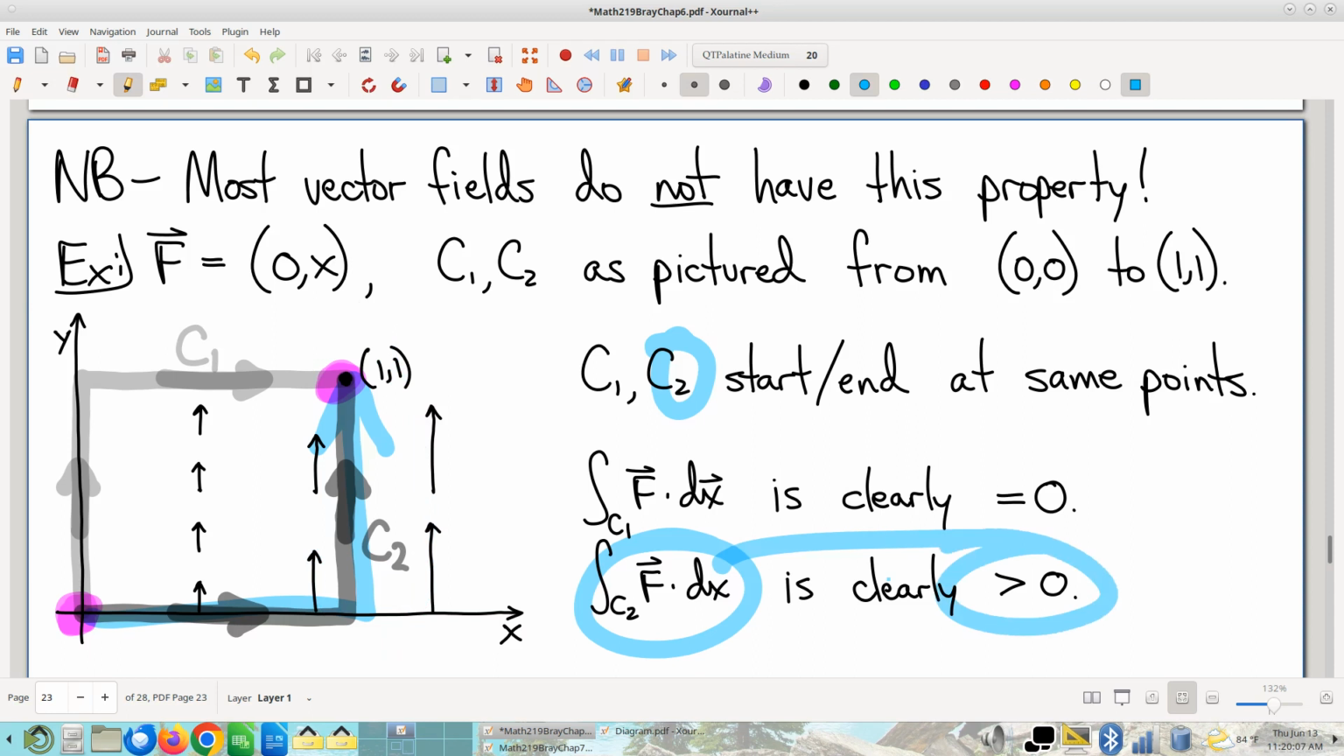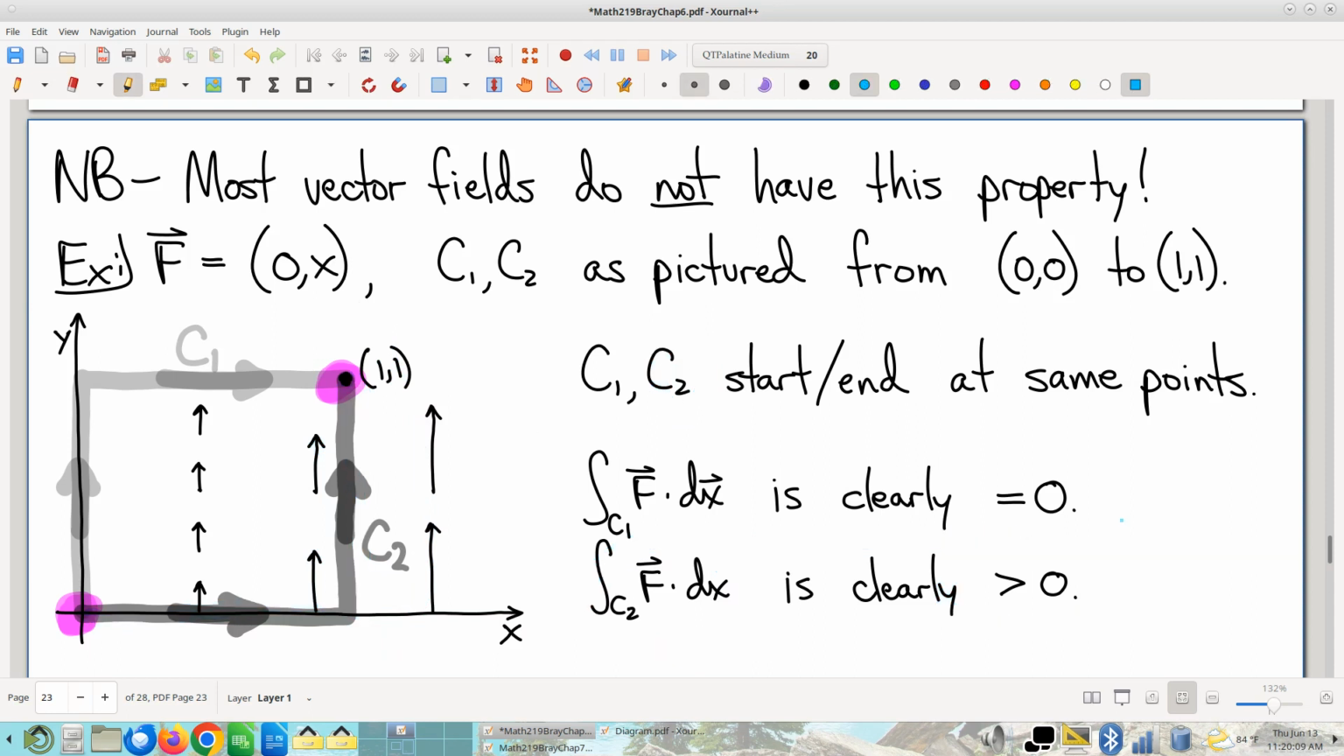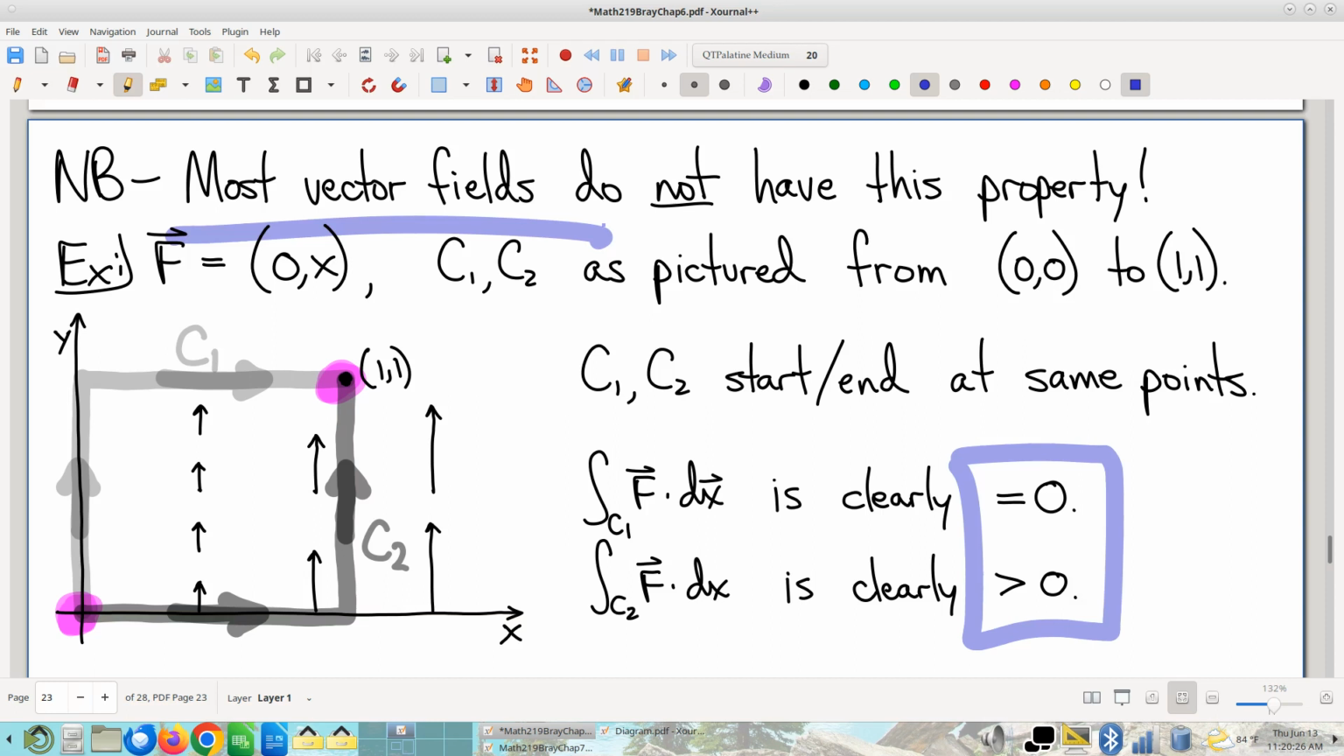So again, the only goal here was to just emphasize how, of course, these should be expected to be different. So please don't make the mistake of just treating all vector fields as if they're path independent. It absolutely does not work. Most vector fields are not path independent.